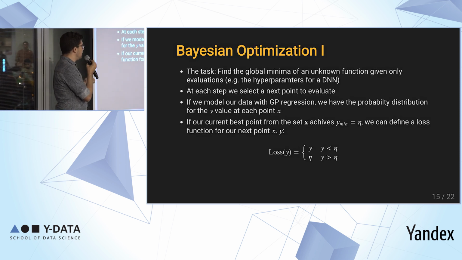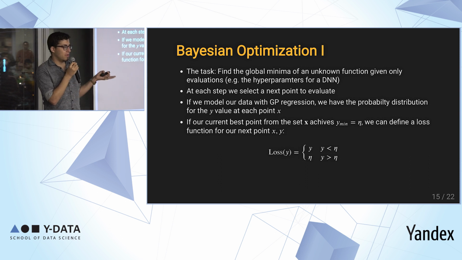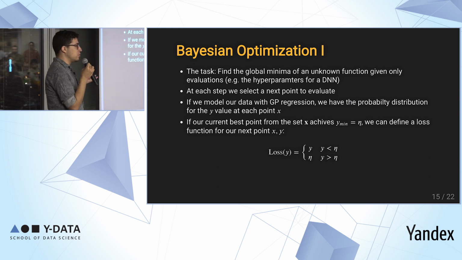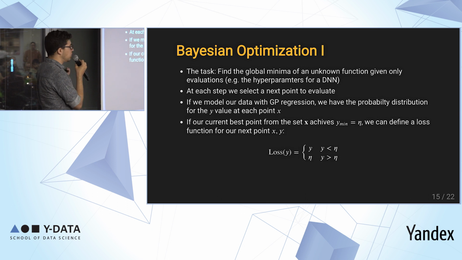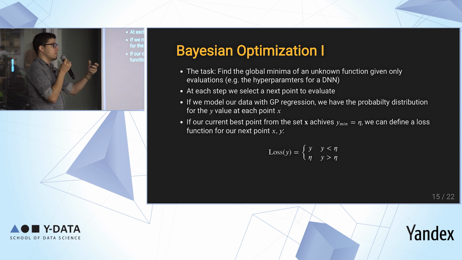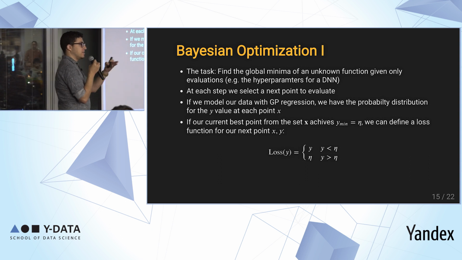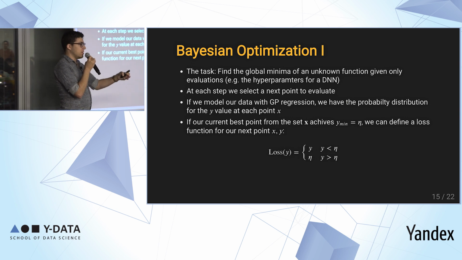And so here's the task. The task is we want to find the global minima of some unknown function. In this case, it's the loss of a neural network, given only evaluations. It's a black box. We evaluate once with certain hyperparameters. We train. We get a certain loss. Do it again and again and again. And what we really want to find is the best set of hyperparameters to choose next, correct?